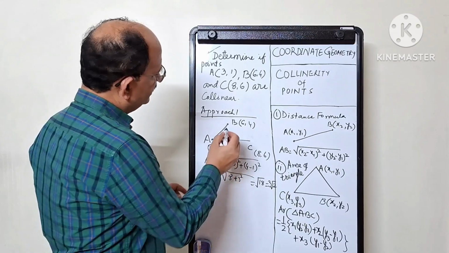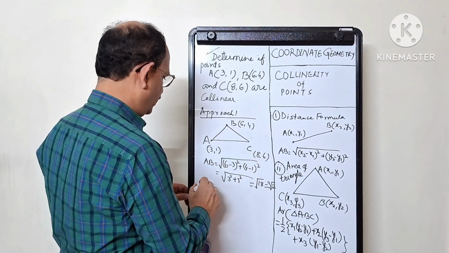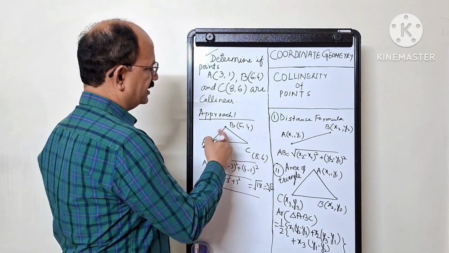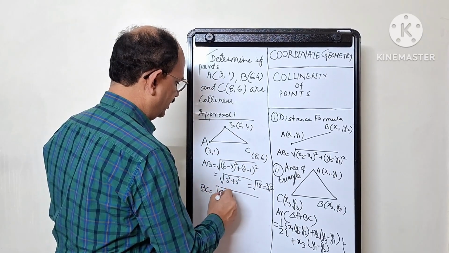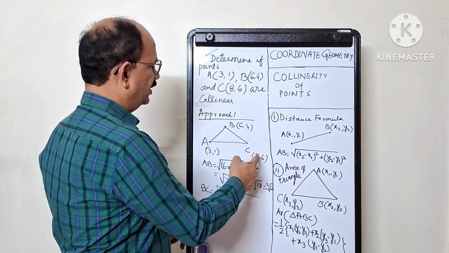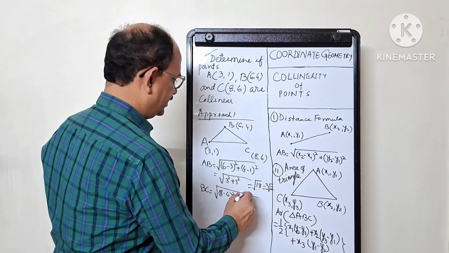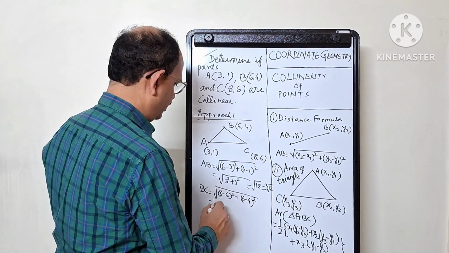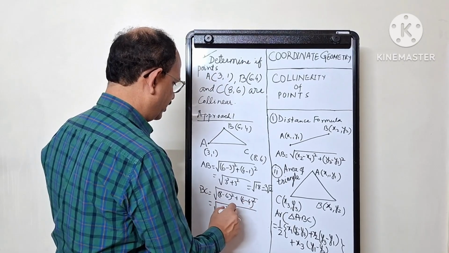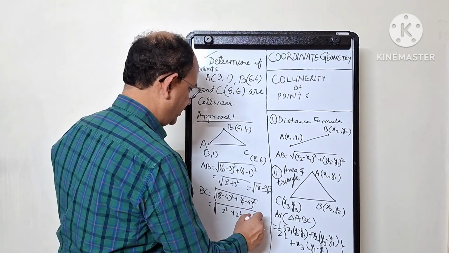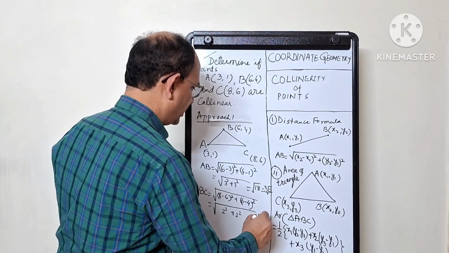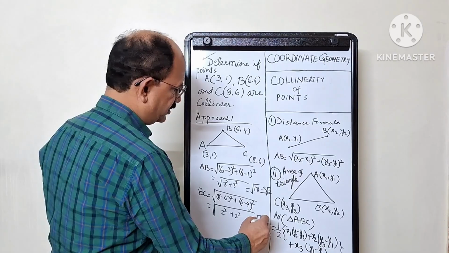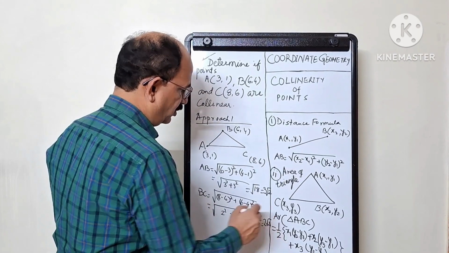Likewise, let us find out BC. So, BC will be equal to, again, a square root of, now x2 minus x1 is 8 minus 6, the whole square, plus y2 minus y1 is 6 minus 4, and that is whole square. So, this becomes 2 square plus 2 square, which is equal to 4 plus 4, root 8, and root 8 can be written as 4 into 2, under the square root. So, therefore, this becomes equal to 2 root 2.